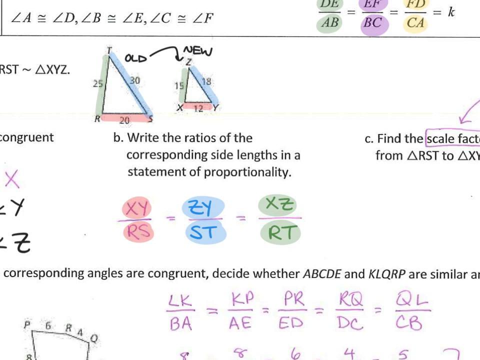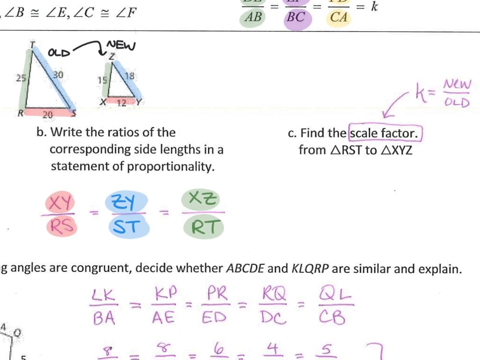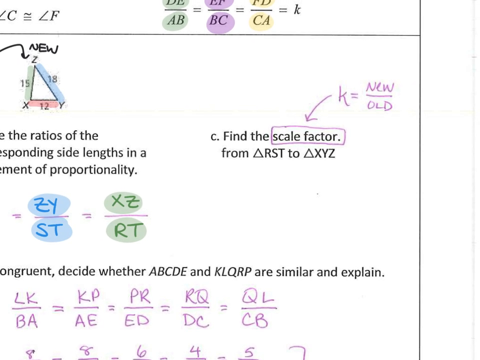Now part C here is going to actually have us calculate some stuff. It says find the scale factor from RS to YZ. Again, that is from our old to our new. So we just need to actually do one of the ratios we wrote in part B. You can choose any of them to calculate K. Do you all want to use the red, the blue, or the green? Truly up to you.